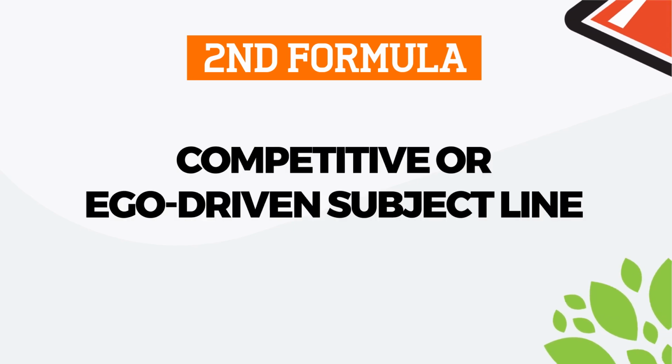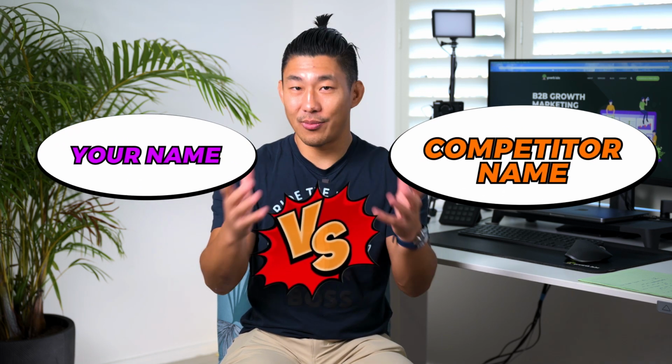Number 2, the second type of email subject line we like to use is a competitive or an ego-driven subject line. What do I mean by that? For example, one of the best subject lines we've ever sent for a client was actually referencing the business that we're trying to prospect into versus their biggest competitor. So the subject line could be competitor name versus your name or something like that.